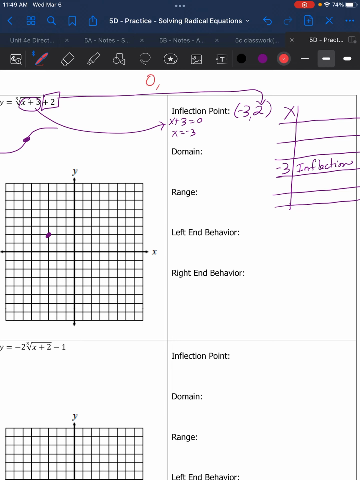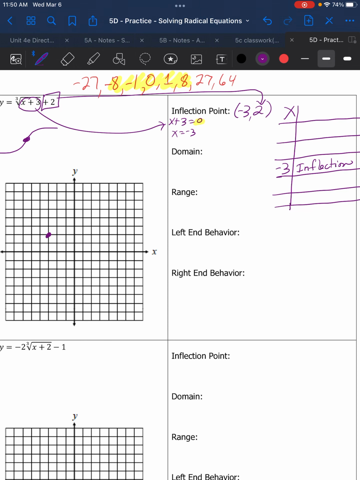Cube roots, so I have to think about perfect cubes. So 0, 1, 2 cubed is 8, 3 cubed is 27, 4 cubed is 64. I'm not going to go that high. And then I also have -1, -8, -27. Really all I'm going to concentrate on, because we're talking about graphing, is these 5 numbers. So I have to think about getting those 5 numbers. Well, I already got 0. That's what the inflection point does, it equals 0.